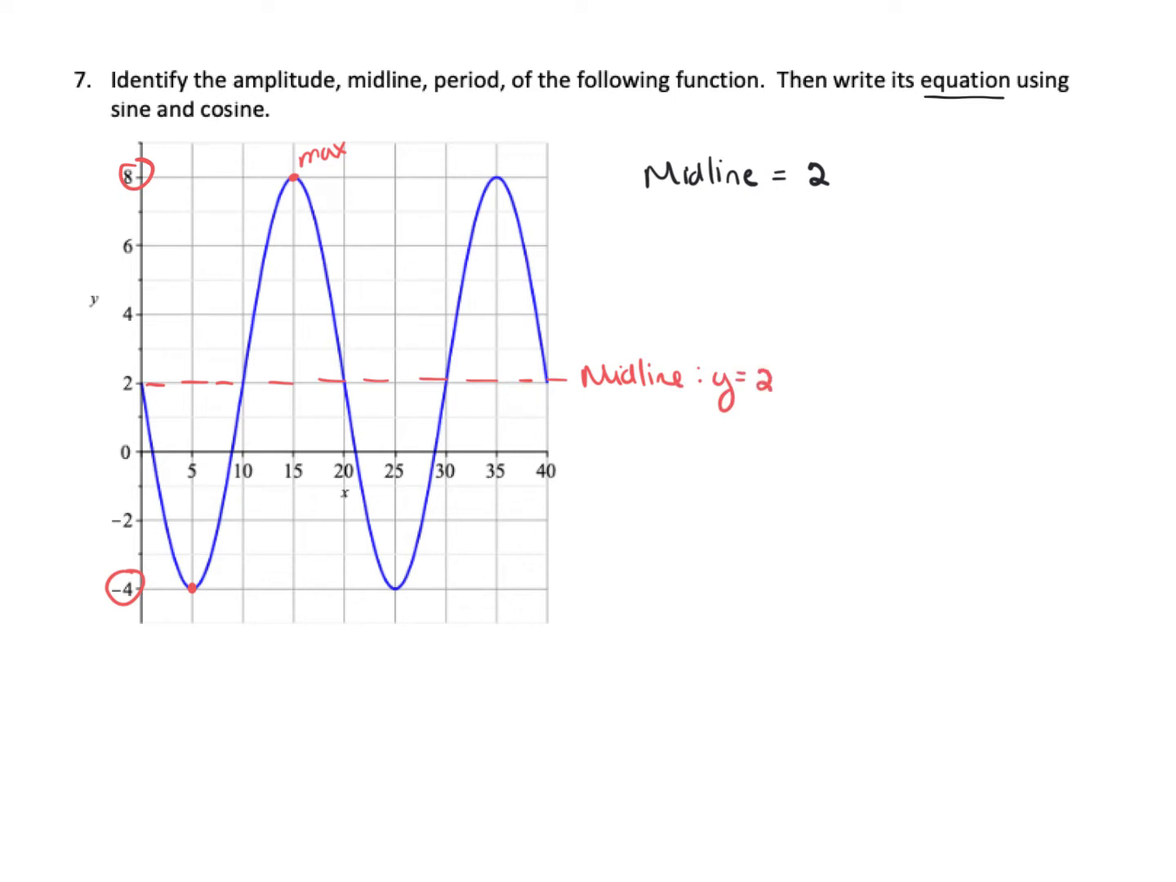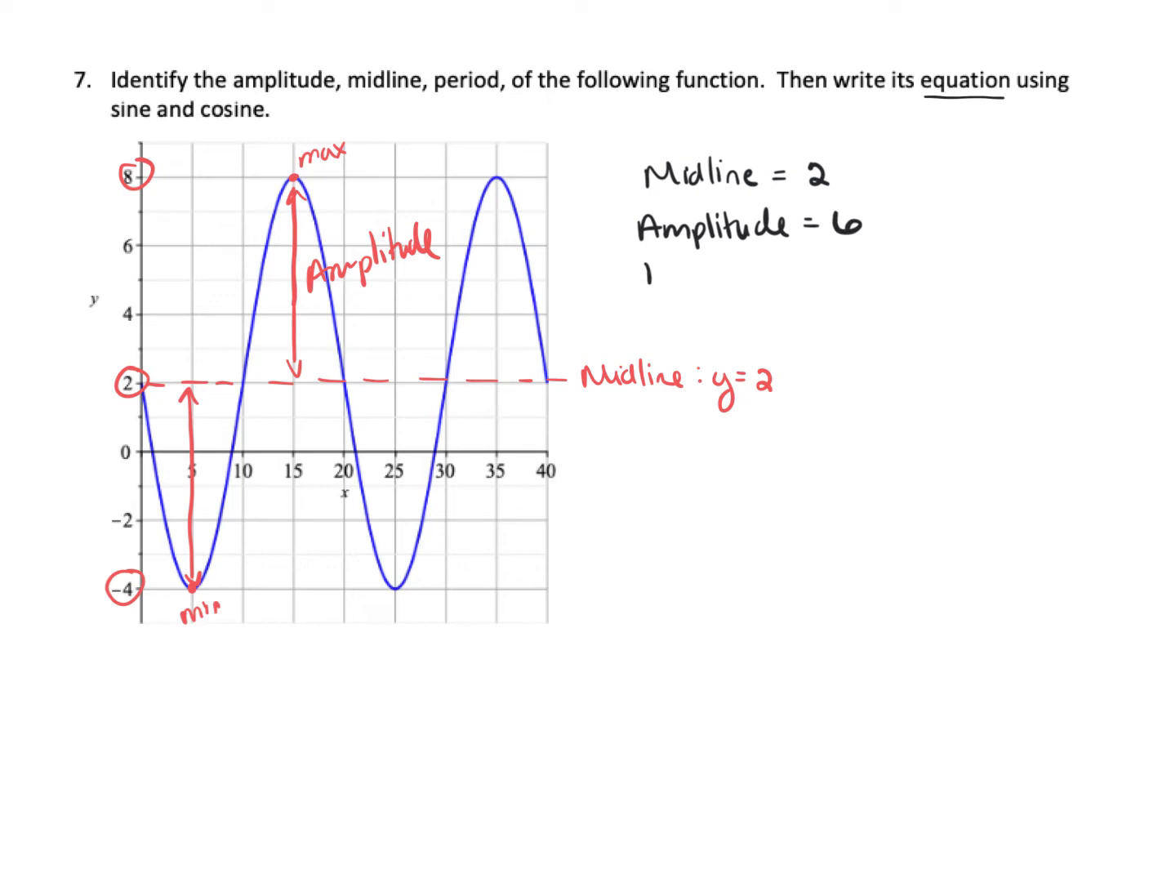Now let's calculate the amplitude. The amplitude is the distance between the maximum point and the midline. That's your amplitude. Or it's the distance between your minimum point and your midline. So those distances should be the same. So if I take my maximum point of 8 and subtract the midline of 2, that gives me an amplitude of 6.